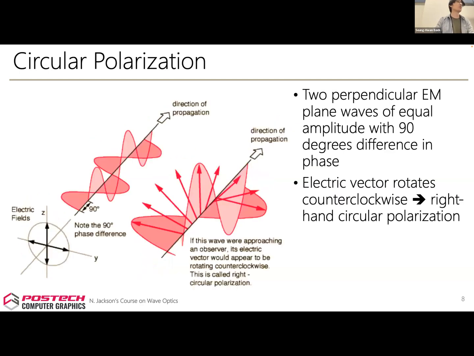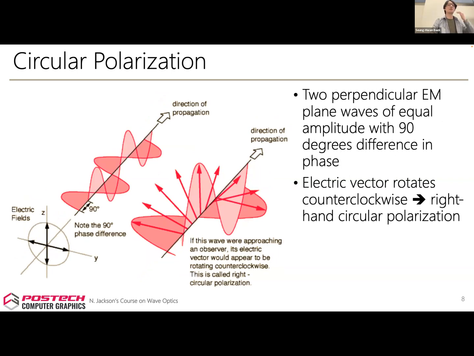This is the circular polarization. Here, the electric vector rotates counterclockwise from the viewpoint of the observer. So as you can see on the right side, the tips of these arrows rotate counterclockwise from the viewpoint of the observer, right? So in this case, we call this right circularly polarized. Okay.